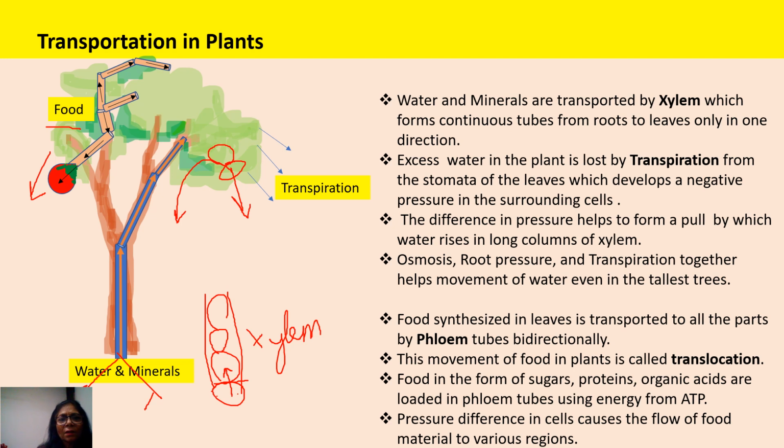In the leaves, phloem tubes are present, which help in movement of food from the leaf to all the parts. Phloem consists of 4 components: sieve tubes, companion cells, phloem parenchyma, and phloem fiber. I hope you have understood this transportation in plants.